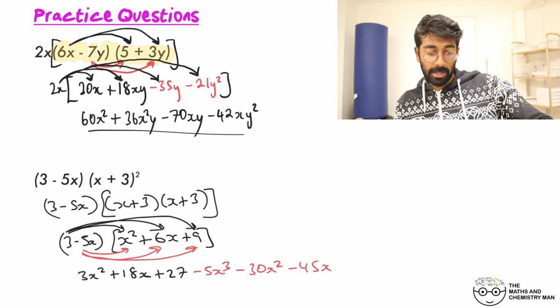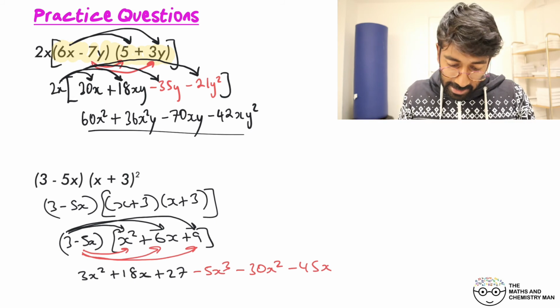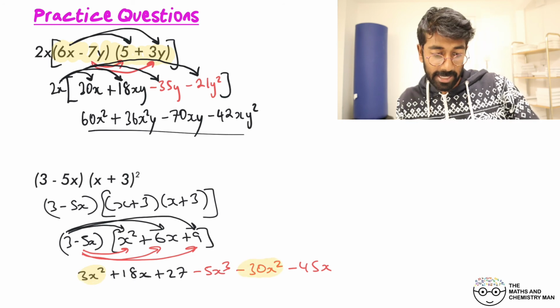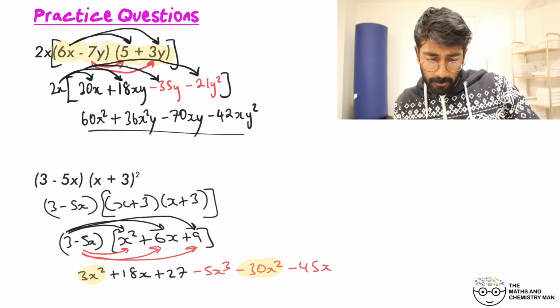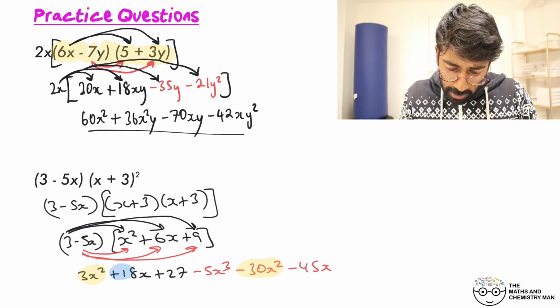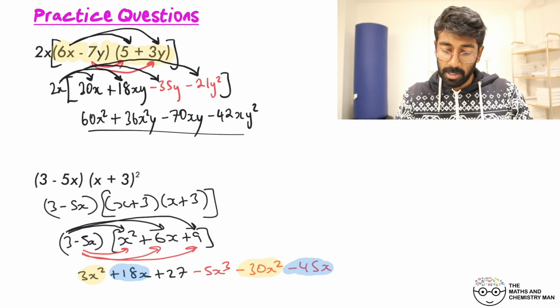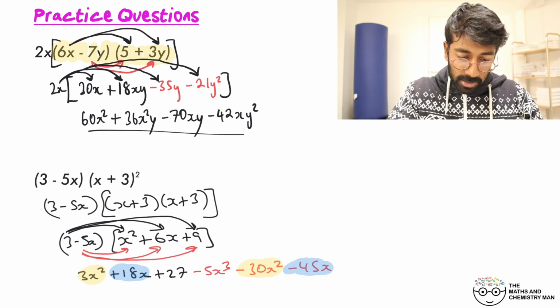Okay, good. Now we've got some like terms in here. We've got to collect these together. So we've got a 3x squared and a minus 30x squared. And what else we got? We got an 18x and a minus 45x as well. Okay, good. So let's bring this all together now.